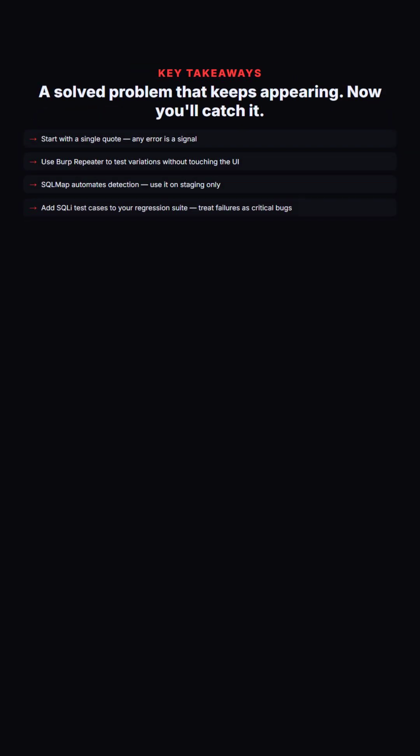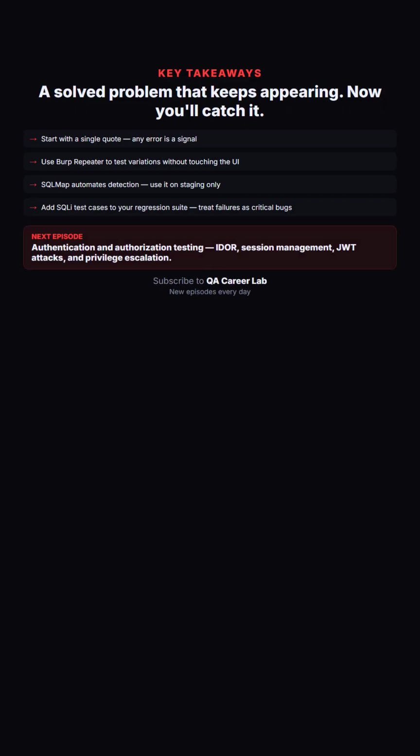Here is what we covered in this episode. SQL injection happens when user input is included directly in a database query without sanitization. The attacker can rewrite the query entirely, bypassing authentication, reading unauthorized data, or destroying data. The fix is parameterized queries. But despite this being a solved problem, SQL injection keeps appearing because of legacy code, rushed development, and lack of testing.